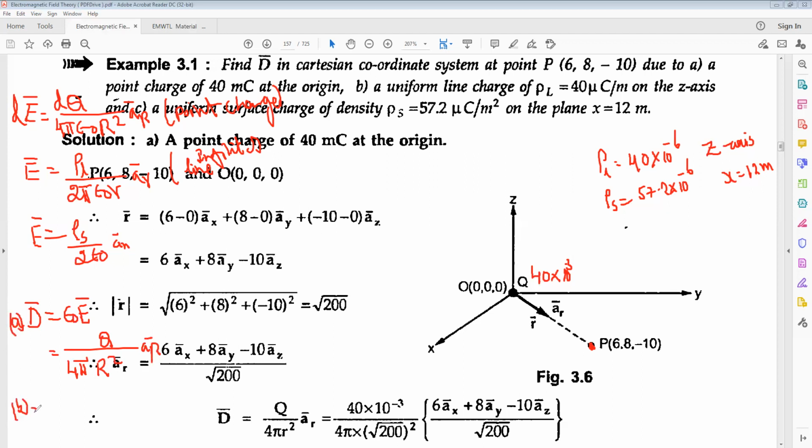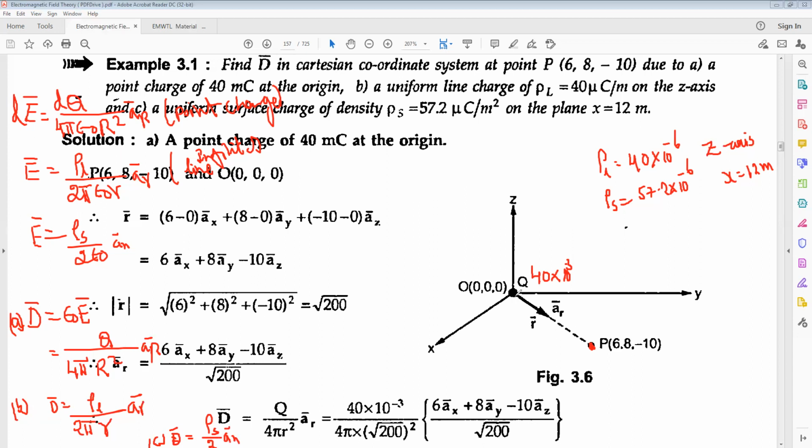For part B, D bar is equal to epsilon naught into E bar. Substituting this E bar, rho L by 2 pi epsilon naught R, the epsilon naught gets cancelled, so D bar is equal to rho L by 2 pi R into AR bar. For part C, D bar is equal to rho S by 2 epsilon naught, where epsilon naught gets cancelled, into AN bar, so D bar is equal to rho S by 2 AN bar. These are the three formulas you have to use to find the electric flux density.